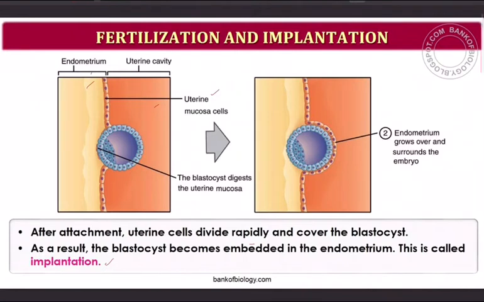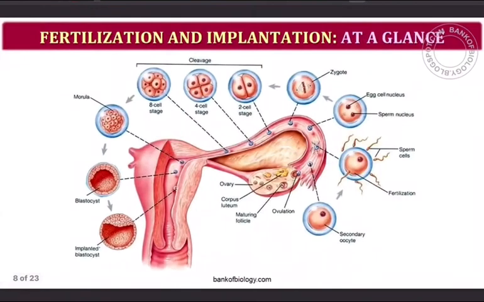This is called implantation. As you are seeing here, this is the uterine cavity and the endometrium, the inner layer of the uterus. The blastocyst digests the uterine mucosa, and as a result, the endometrium grows over and surrounds the embryo. You can see the endometrial walls overlapping and covering the blastocyst. So this attachment of the growing embryo to the inner walls of the uterus, that is the endometrium, is called implantation.